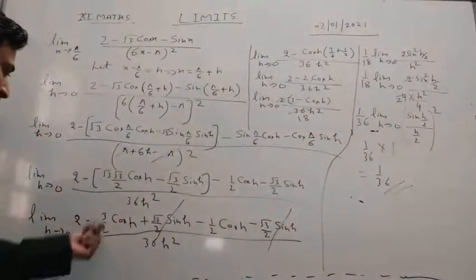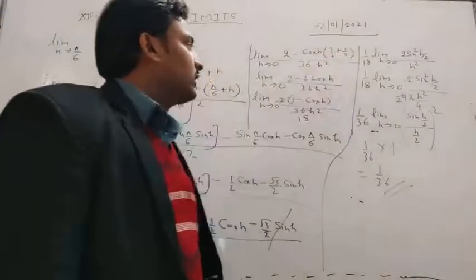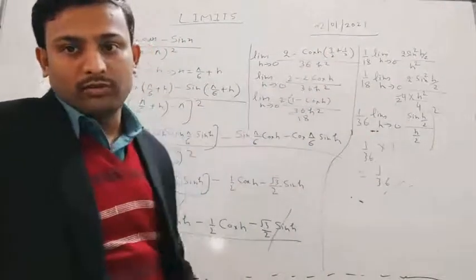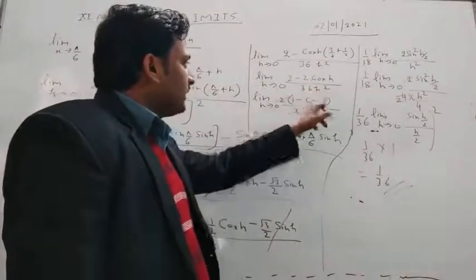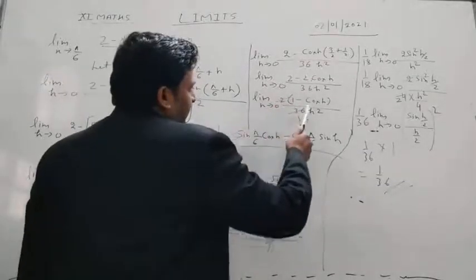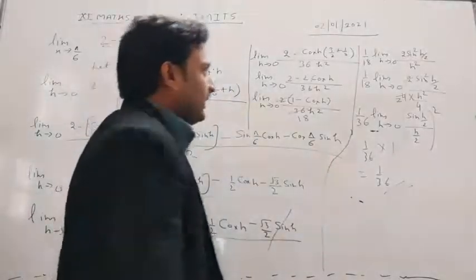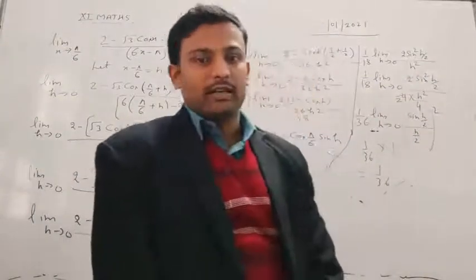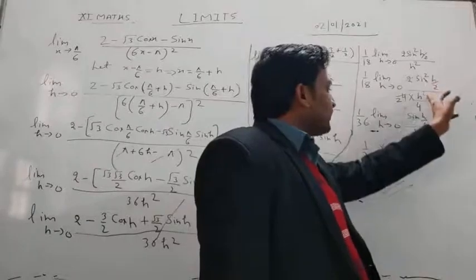Now cos h is common here, so we write 3/2 plus 1/2. Now this we can write as 4/2, so it changes into (2 minus 2 cos h) by 36 h square. Okay, so this will be cancelled, so 1/18, (1 minus cos h) by h square, student. This 1 minus cos h can be written as 2 sin square h/2, and here h square.